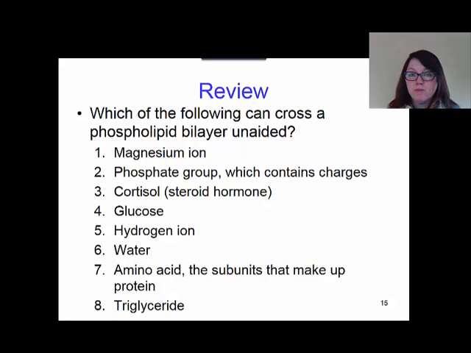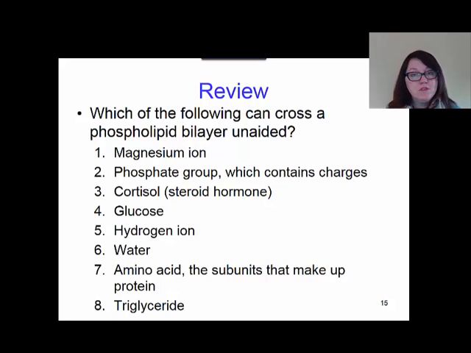Cortisol is a steroid hormone. It's kind of like your stress hormone. Because it's made of a steroid, a lipid, it is able to cross the phospholipid bilayer unaided because it's hydrophobic. Glucose. Glucose is hydrophilic and cannot cross the phospholipid bilayer. Hydrogen ions are ions which carry charge and they cannot cross the phospholipid bilayer. Water is hydrophilic, but because it's so small, it does occasionally sneak across the phospholipid bilayer.